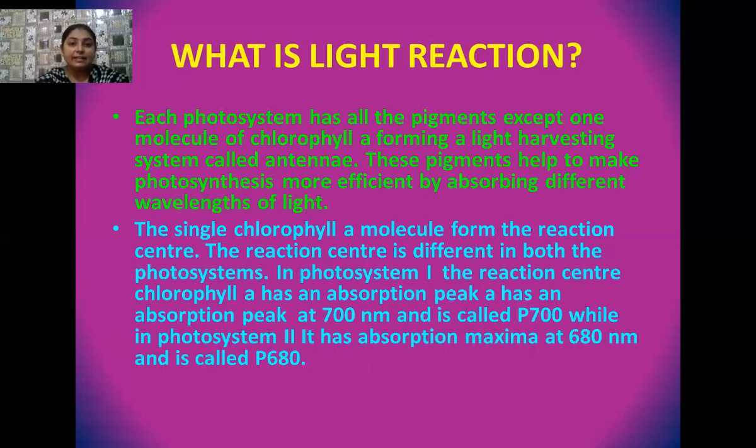This reaction center is different in the two types of photosystem. Please keep in mind that in photosystem 1, the reaction center which contains chlorophyll A absorbs light of 700 nanometers. That's why this photosystem is known as P700, or photosystem 1. And there is another photosystem, known as photosystem 2, which absorbs light corresponding to 680 nanometers. So this photosystem is known as photosystem 2, or P680.